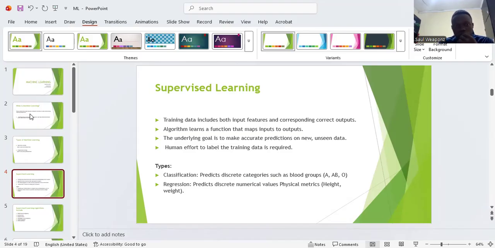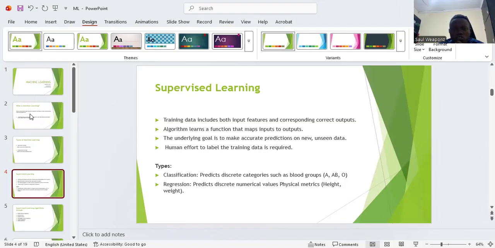Then we go deeper into supervised learning. We shall see that the data includes both inputs and the corresponding outputs. The algorithm learns a function that maps inputs to outputs, converting the input features to their corresponding output features. The major purpose is to make accurate predictions on new and unseen data. Here humans contribute some effort where we do the labeling, such that the models are able to learn from the labels.